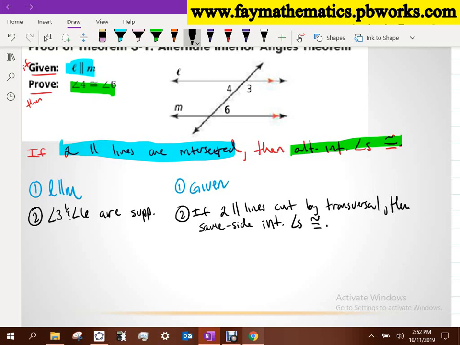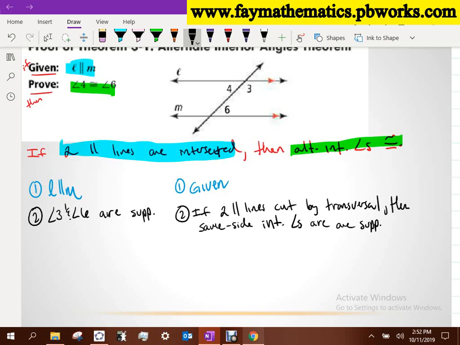We can use eventually, not congruent, supplementary. Eventually, after we've used this enough and we are all on the same page, if we want to write statement number 2, just say same side, supplementary, I'd be okay with that, okay? But I want to make sure that we understand that they're only supplementary because the lines that are forming those angles are first parallel, okay? That's the reason 3 and 6 are supplementary.